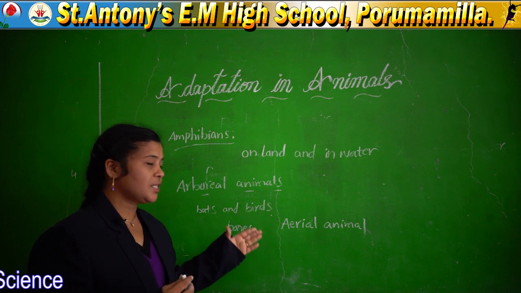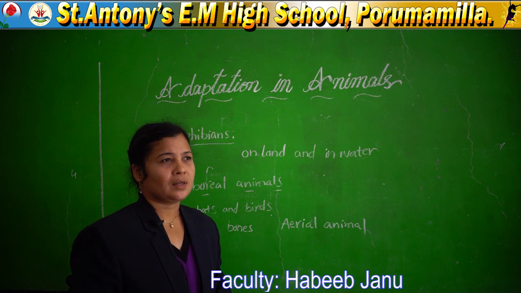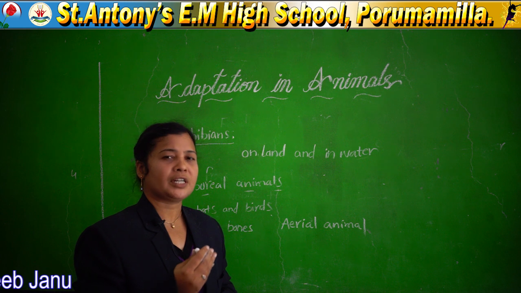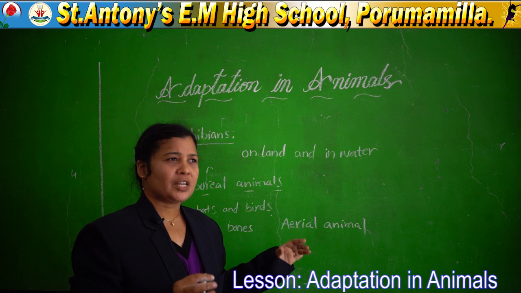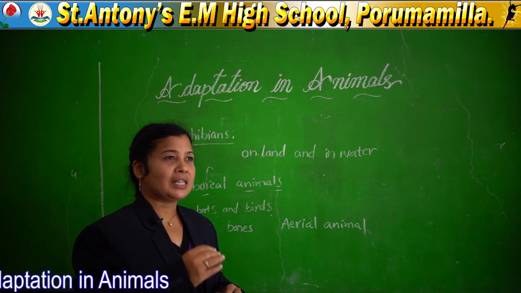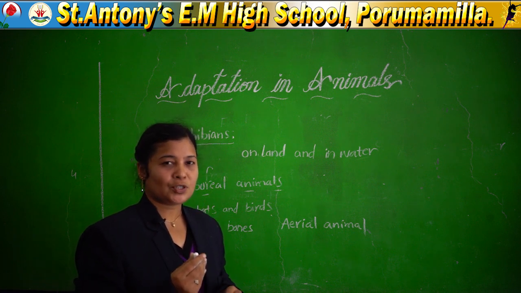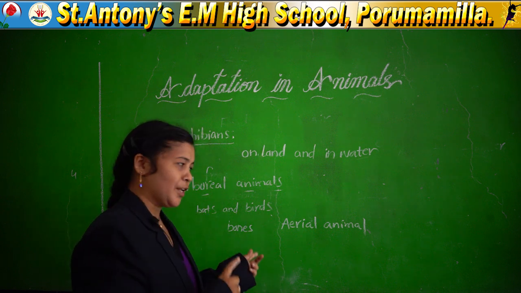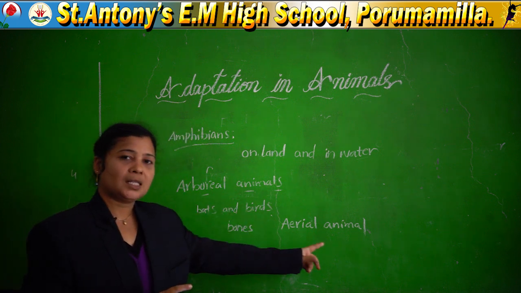And birds also, in our surroundings we can see pigeons, crows and sparrows. So different kinds of birds we can see in our surroundings. Most of the time they spend sitting on trees. Whenever they need food, they want to search for their food to survive, no? At that time they fly in the air. So those animals that fly in the air are called aerial animals.